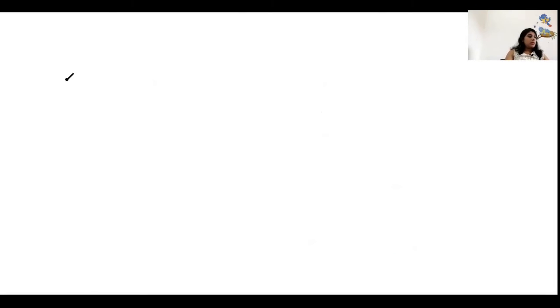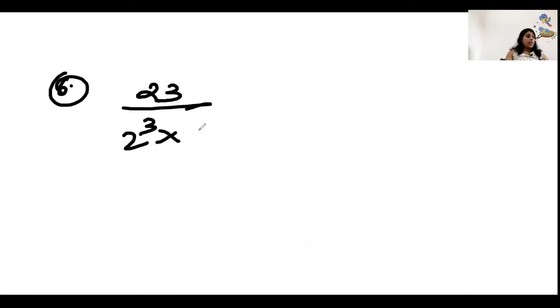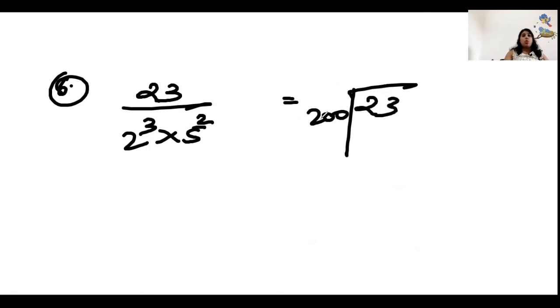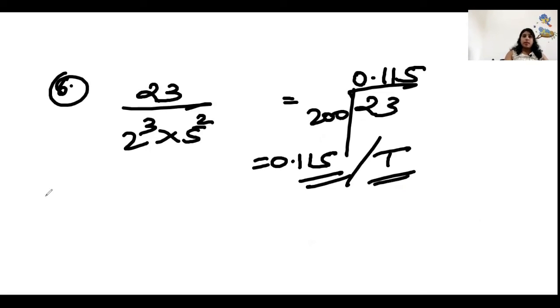Next one which is terminating is the sixth one. That is 23 by 2 raised to 3 into 5 square. That is 23 divided by 200, because 2 raised to 3 into 25 is 200. When you do this, you will get the answer 0.115. That is also terminating.